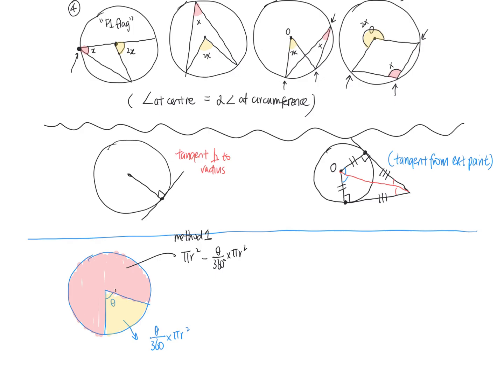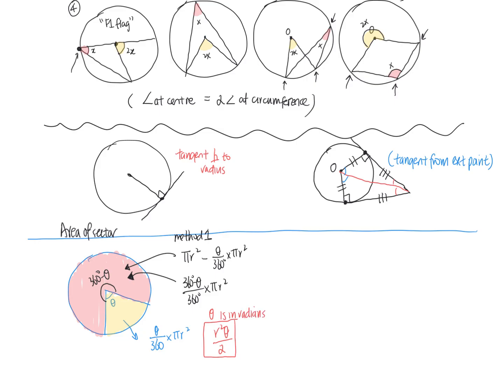Or you can go and find this angle, which is 360 minus theta. So 360 minus theta over 360 times pi r squared. So either one will give you the same answer. So this is finding the pizza slice. Okay, so this is area of sector. But if the angle is in radians, then you just use r squared theta over 2. This is if the theta is in radians.